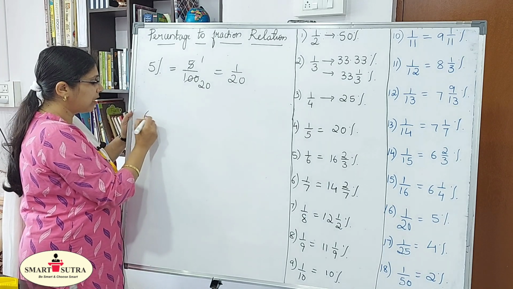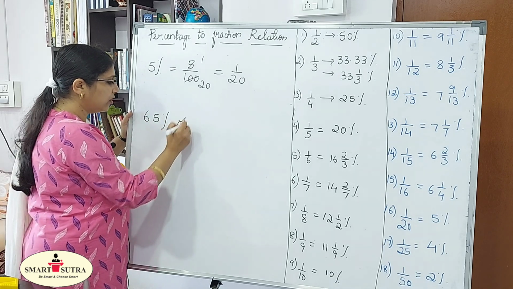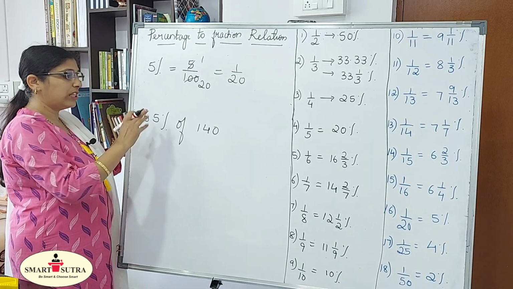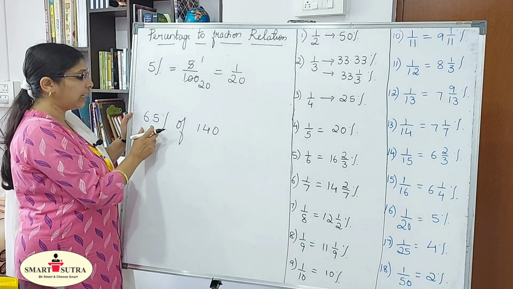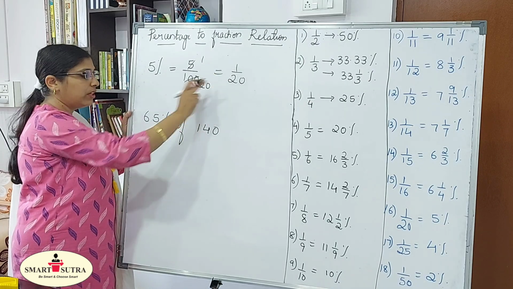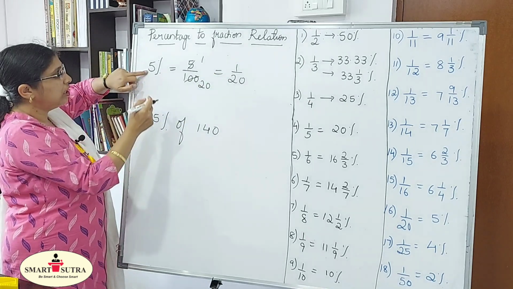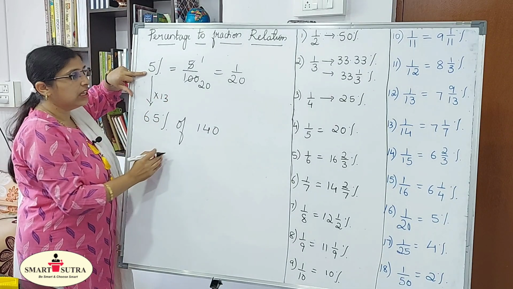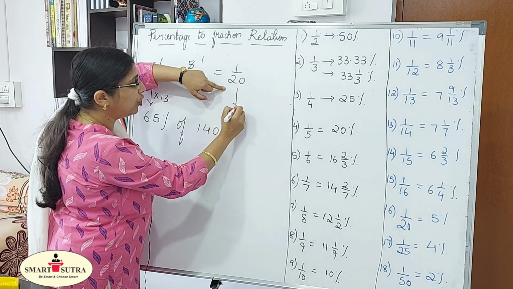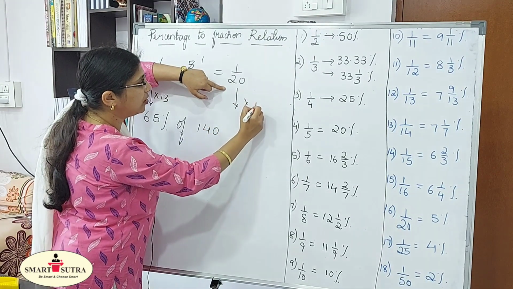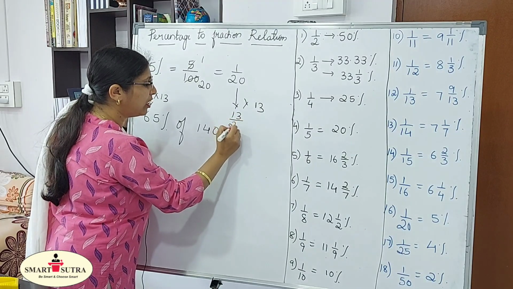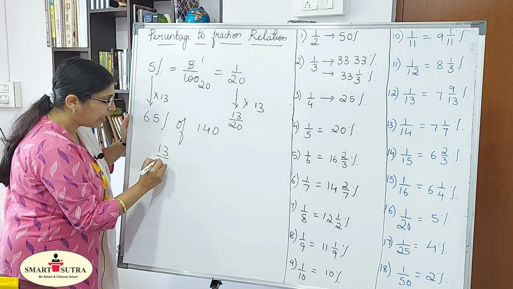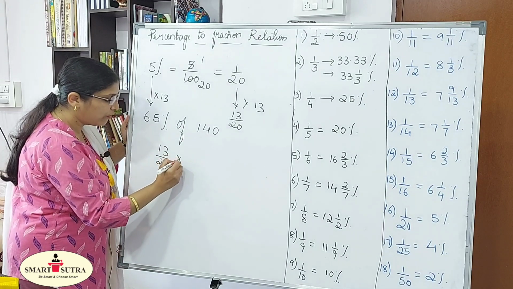How is that? For example, they ask you 65% of 140. Instead of finding 65 by 100 into 140, we know 5% is 1 by 20. Then 65% means how much? To travel from 5% to 65%, it is multiplied by 13. Similarly, the fraction will also be multiplied by 13, so it will be 13 by 20. So instead of 65%, I can write 13 by 20, and into 140 as it is.